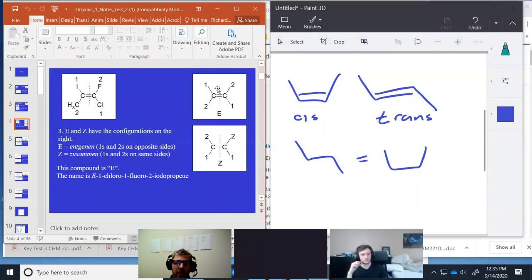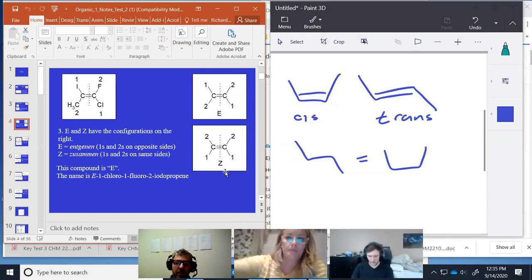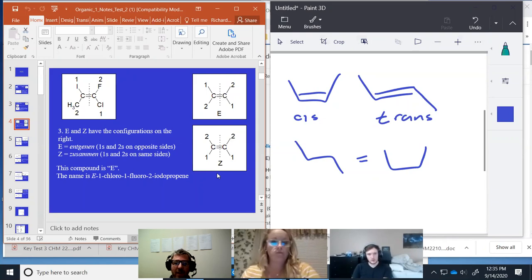If the ones are in a trans configuration, like a zigzag, we call that E. And if the ones are on the same side of the CC double bond, when we're looking down the split here, then we call that Z. The way I like to remember it is with Z, they are on the same side. Do you get it? Z, same side. And E's, they're on the opposite sides, like that. It's German, Entgegen for opposite, Zusammen meaning the same side.